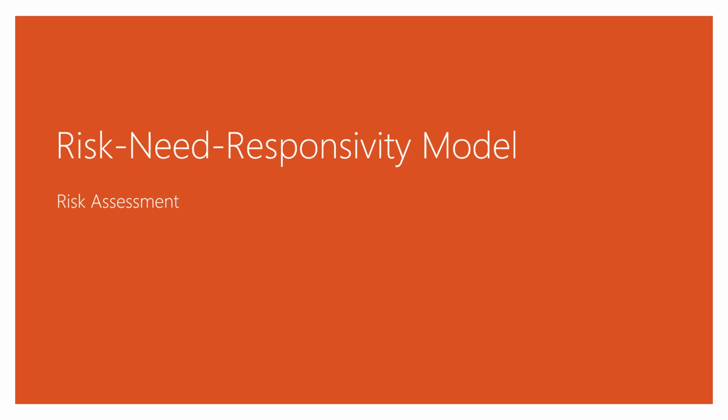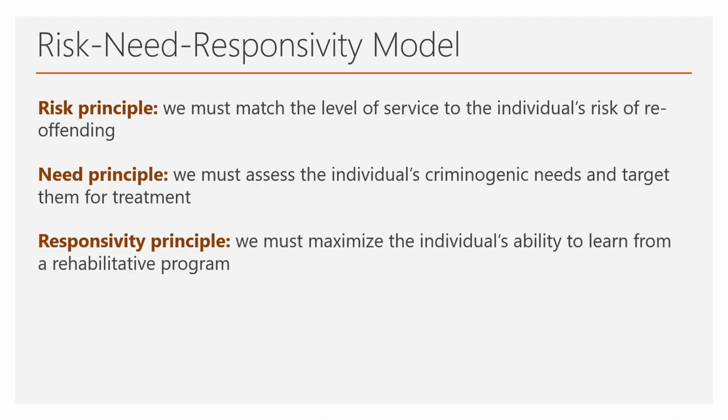This lecture will cover Andrews and Bonta's risk, need, and responsivity model. The risk, need, and responsivity model is probably the most influential theoretical model in juvenile corrections. Andrews and Bonta's risk, need, responsivity model is based on three principles.